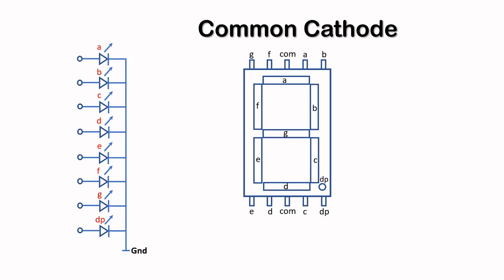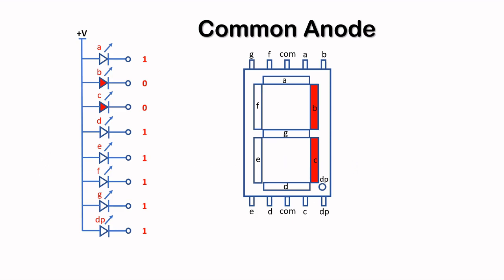The second one is known as the common cathode. The reason being is all the cathodes of the LEDs or 7-segment are connected together and taken to ground. And to turn on the segments, you need to supply logic 1 to the inputs and you will get the 7-segment turned on. Okay, so let's see how we can get the 7-segment to display information.